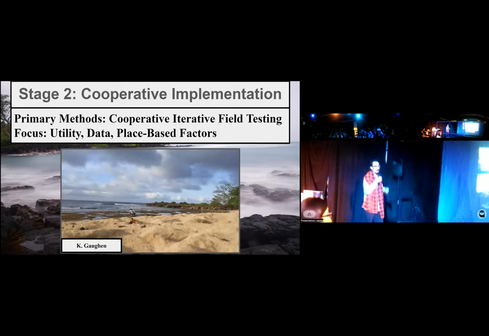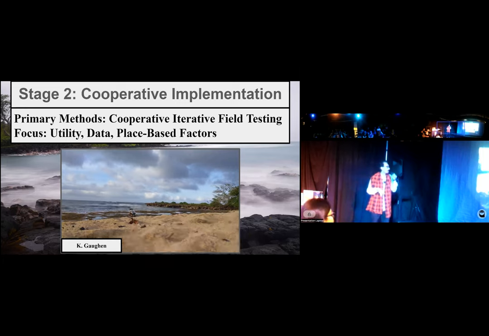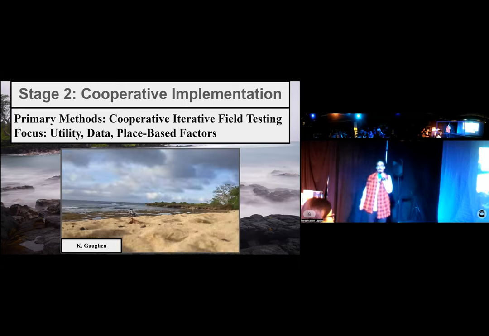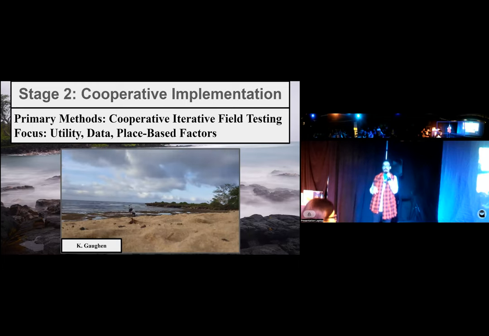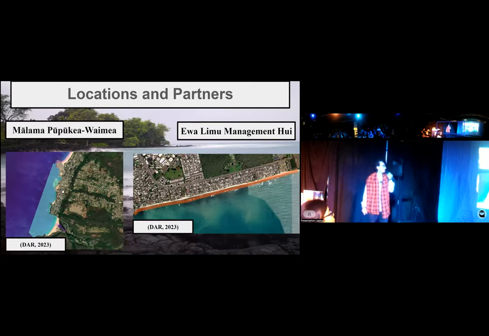Stage two is where I began working on this project, which was the cooperative implementation of these indicators and principles. The primary method we were using was cooperative and iterative field testing. Anita, somewhere in the back here too, helped immensely with this as co-helper. We were focusing really on the utility of these indicators: how can we collect data, and are there additional types of data or place-based context we need to understand what it's actually telling us. To that end, we partnered with Malama Pupukea-Waimea and the Ewa Limu Management Hui, who are both associated with one of those marine management areas.